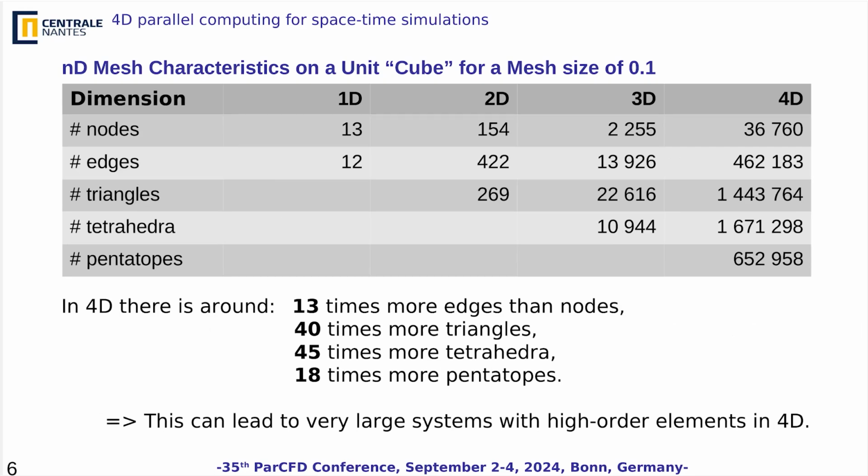Some other numbers in this unit cube, about entities: the number of nodes in each mesh, the number of edges, triangles, tetrahedra, and pentatopes, or 4D cells. We can see that in 4D, even if it's only a mesh size of 0.1 on a unit cube, you start having a huge amount of entities. So 40 times more triangles than nodes and so on. So if you plan to use high order elements in 4D, it will be quite costly.